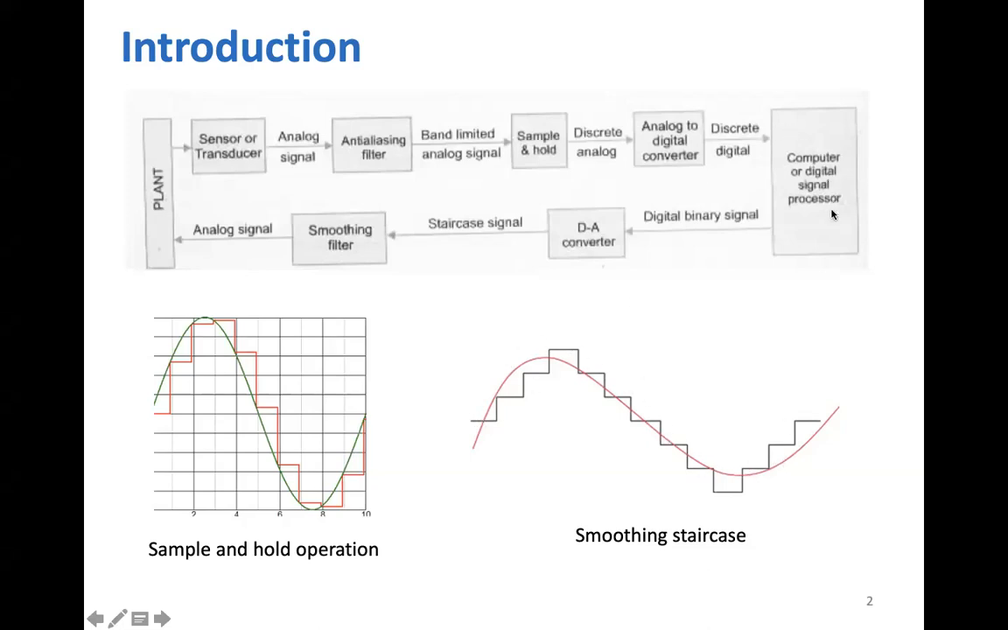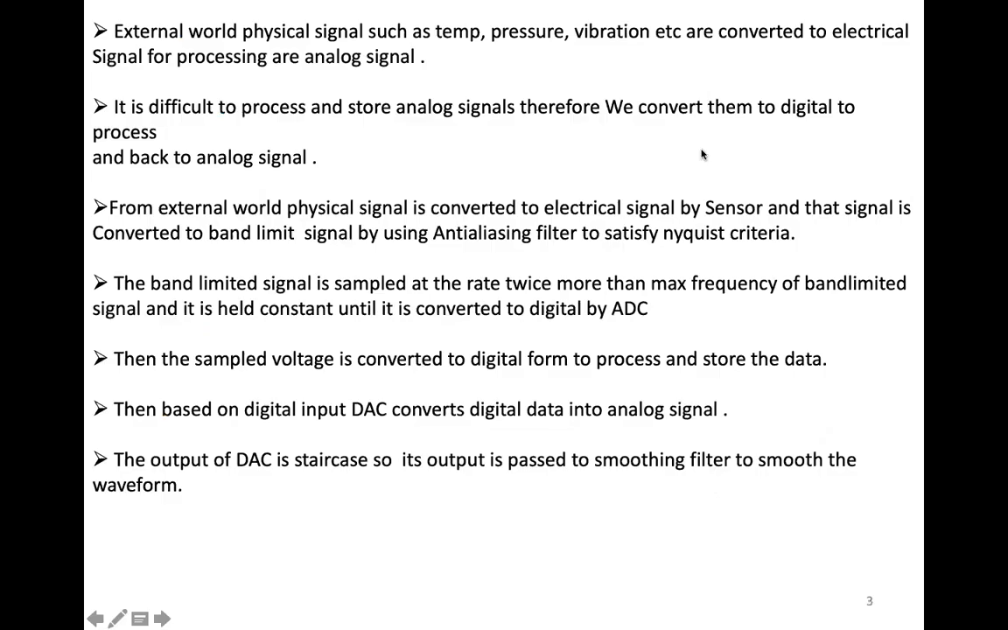Once the computer has it in digital form, the binary signal is transferred, then there is a digital to analog conversion, which gives a staircase signal, and then a smoothing filter, which cuts off the noise and tries to make the information as usable as possible. Then this analog signal gets back to the plant. So between this analog and digital, there are so many processes happening.